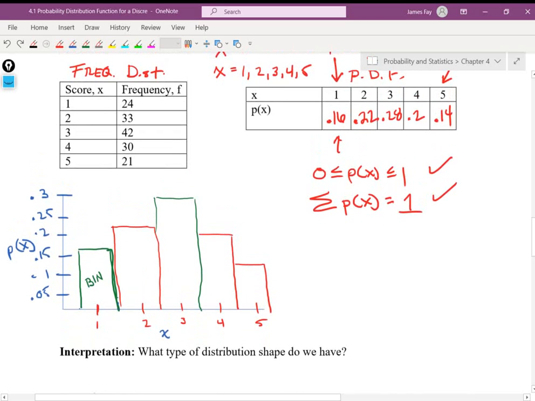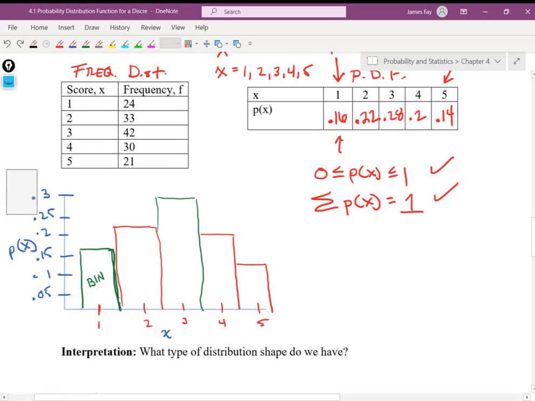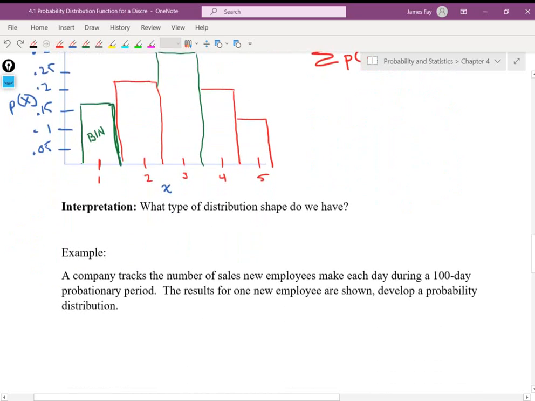Now, if you were to make a frequency histogram, you would still have the same shape, but instead of probabilities, the 24, the 33, the 42 would be frequencies, but the distribution would be the same. The shape of it would be the same.